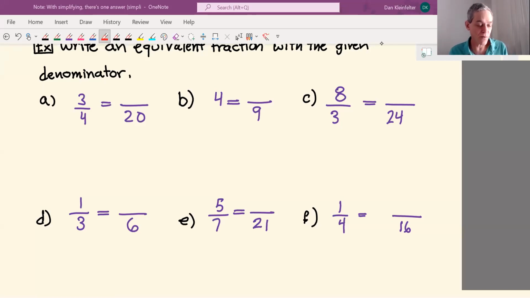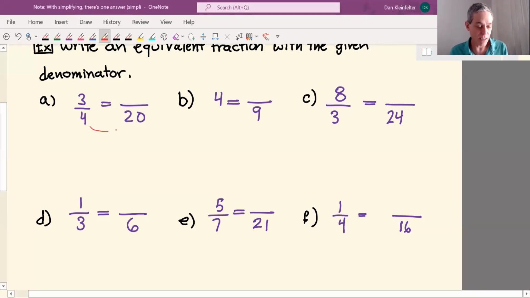Okay, so for 3/4, you can see that 4 would get multiplied by 5 to make 20. 3 times 5 is going to be 15. So we would have 15/20 for A.